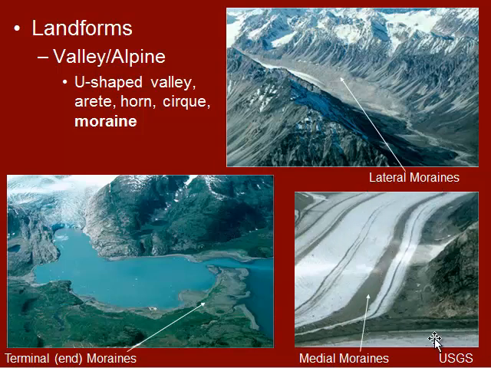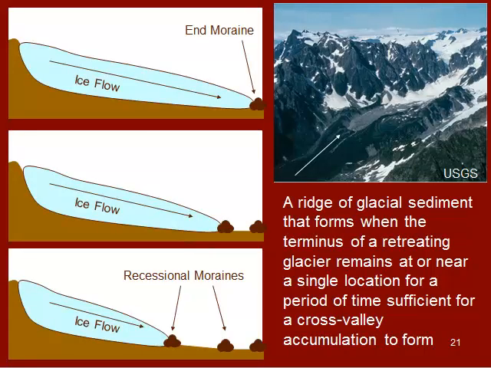So two glaciers combine here in this image, and when they combine, the medial moraine is formed right down here from two lateral moraines that meet each other. So you have these stripes in the glacier. And so how do these moraines form?